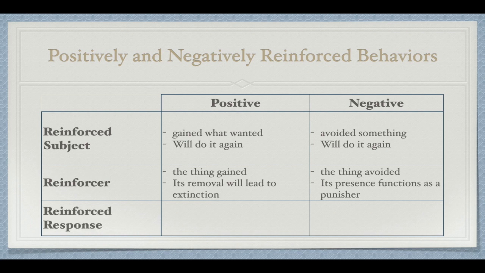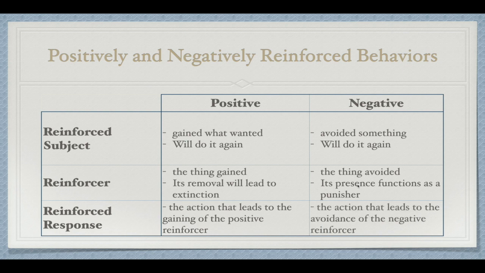In terms of what was the positive reinforced response, it's the action that leads to the gaining of a positive reinforcer. So what did they do? What did the positively reinforced subject do to get the thing that they wanted? In terms of negative, what did the negative reinforced subject do to avoid the thing that they wanted to avoid? So what was the action that leads to the avoidance of the negative reinforcer?